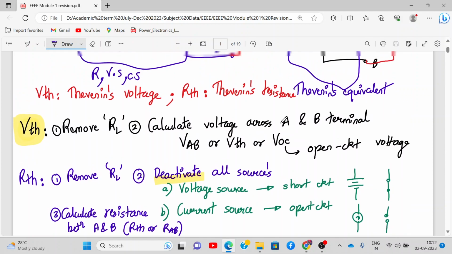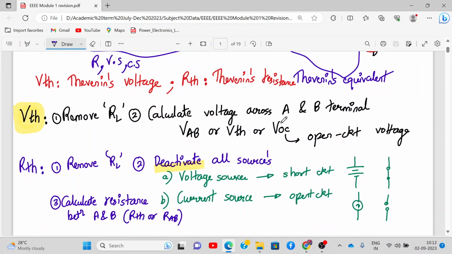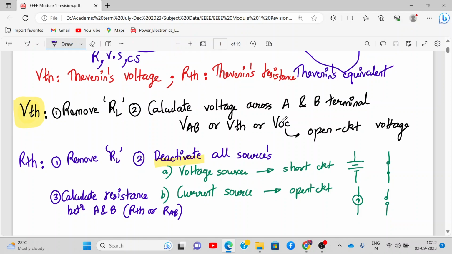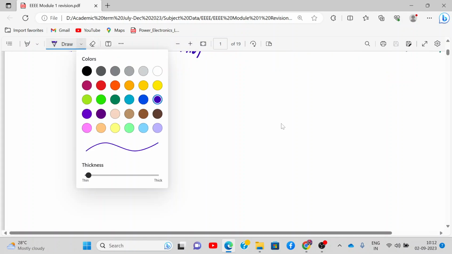So are you ready to solve a numerical to understand it better? Everyone? Yes. Alright. So now please write along with me. So let's solve numerical number 1 today.